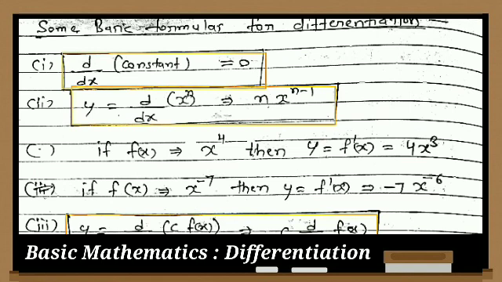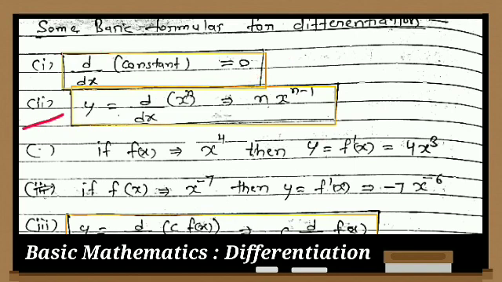There are some basic formulas for differentiation. How can we find the differentiation? To find the differentiation, there are different formulas. The first one is dy by dx, where we put the value of a constant. If we differentiate a constant value, then it is 0. A constant value can't be divided or differentiated, so the differentiation of a constant is 0.